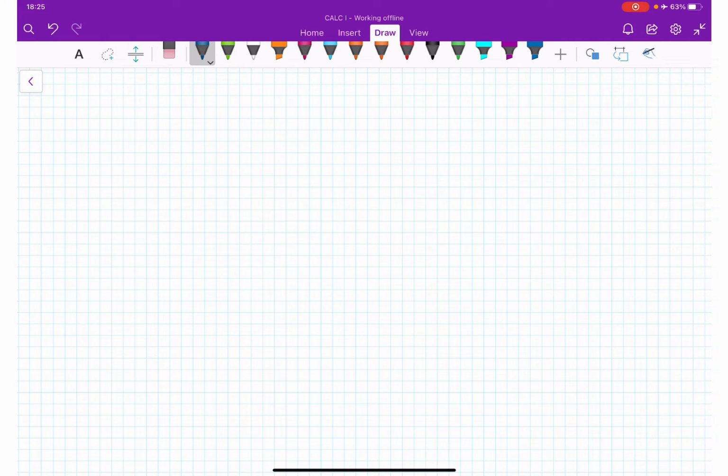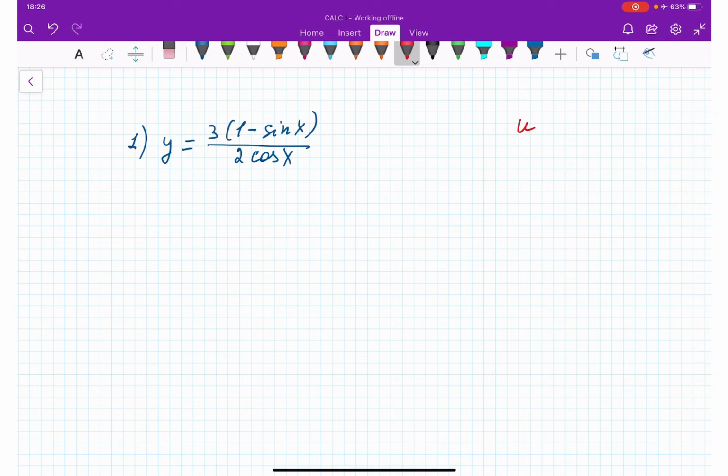Okay, in this video I'm going to solve a couple of problems with derivatives. So, y is equal to 3 times (1 minus sine x) over 2 cosine x. Okay, we need to take the derivative. Since we have division here, we are going to apply the quotient rule, and the quotient rule says (u over v) prime is equal to (u prime v minus v prime u) divided by v squared.